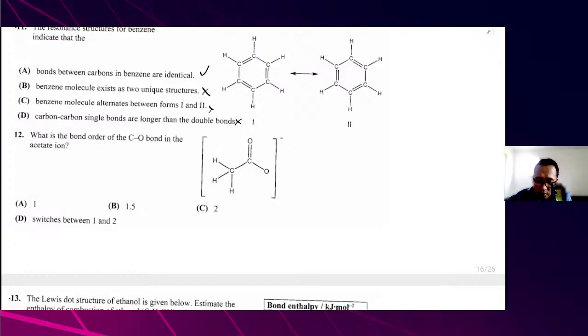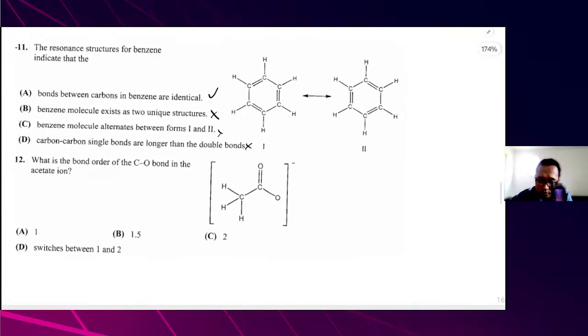Okay, so remember the concept that when you see resonance, it means the actual molecule is a hybrid. All the bonds involved in a resonance are equivalent, not switching back and forth or half and half. So it should be identical. Bonds between carbon atoms in benzene are identical. That's why the resonance can happen. Okay, the resonance happens.